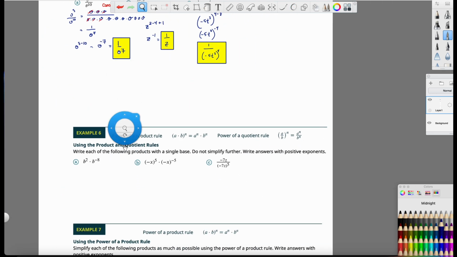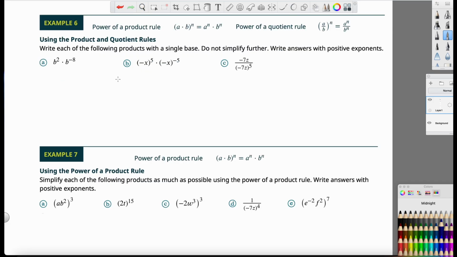Now what do we got? We got two. We have the power of a product and the power of a quotient. Okay. So a times b all raised to the nth is equivalent to a to the nth times b to the nth.